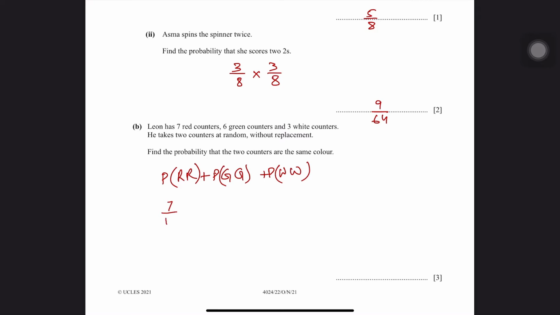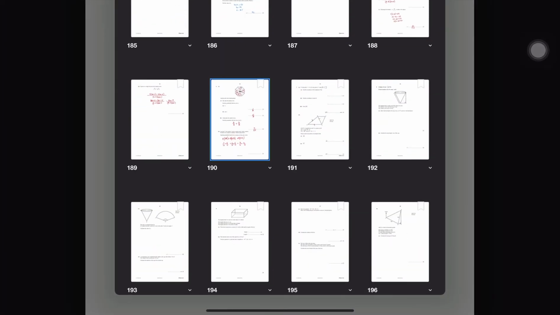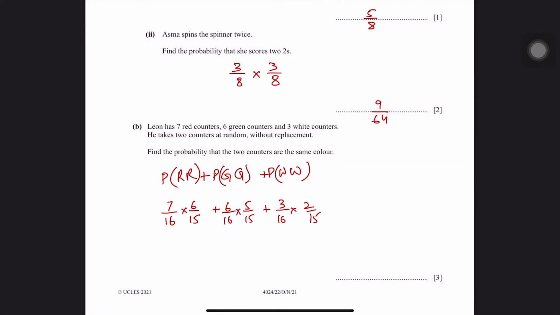7 over 16 into 6 over 15. Then 6 over 16 into 5 over 15. Then 3 over 16 into 2 over 15. Okay, that gives me 13 over 40. Everything on a calculator.